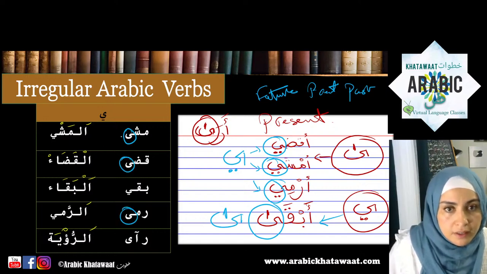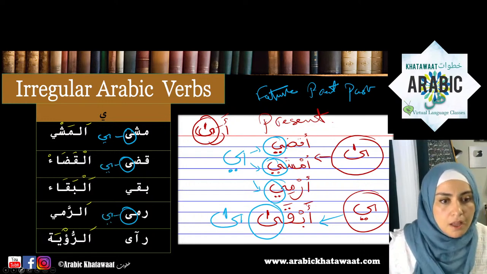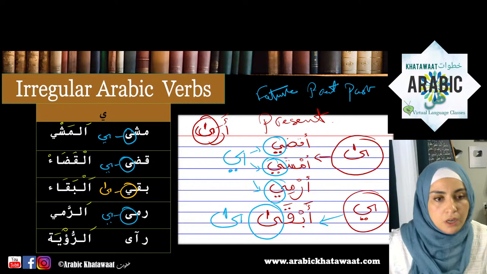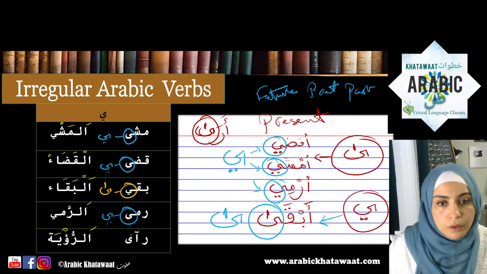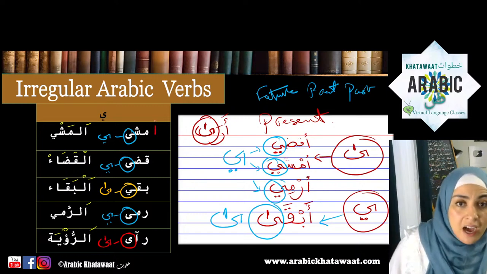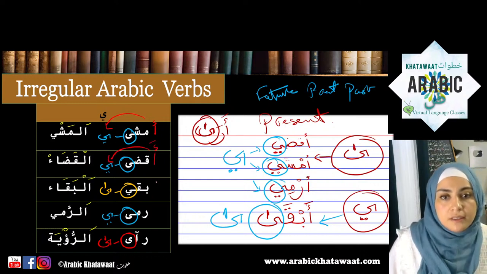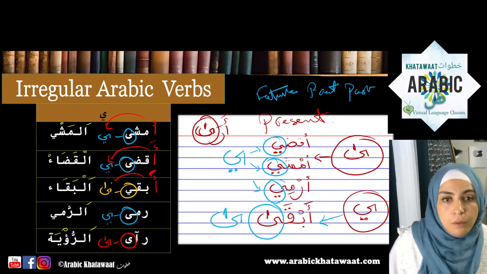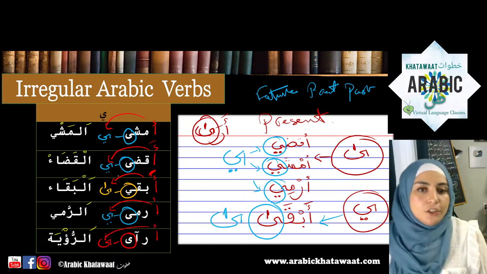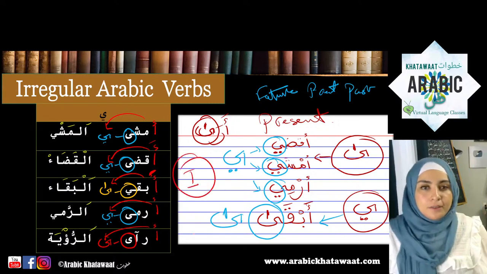So over here, these become ya. And in this example, baqiya becomes alif maqsura. And in the other example, the ya here does not change. So if I say I do, I have to go amshi, aqdi, abqa, armi, ara. So this has to follow the I, the person who is doing the action. Now let's see your examples.